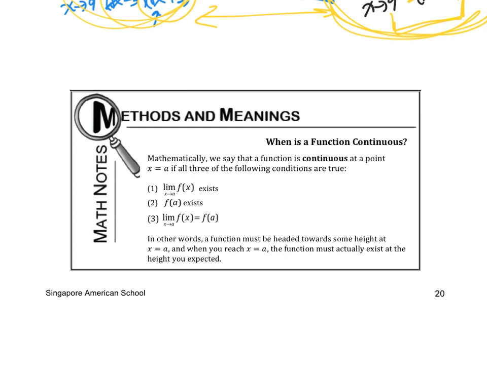All right, so we're moving down here to when is a function continuous. Now we're going to talk about continuity. So we say that a function is continuous at a point x equals a if all three of the following conditions are true. Number 1, the limit must exist, which means your left-hand limit must equal your right-hand limit. In order to write the limit as x approaches a specific value, your left-hand limit must equal your right-hand limit. In order for the function to be continuous, remember we're talking about continuity right now. That means you don't have any asymptotes or holes or anything in the graph.